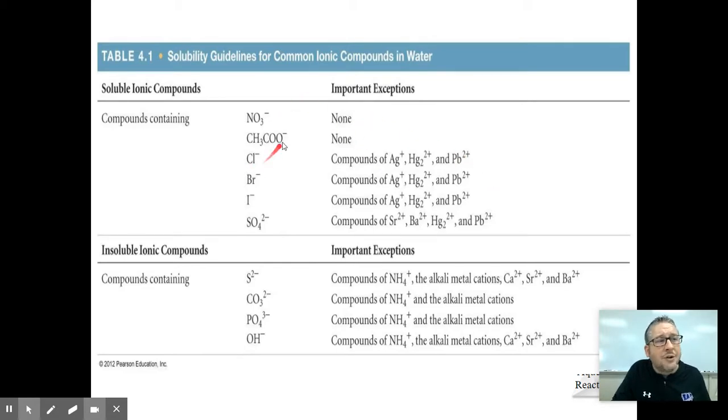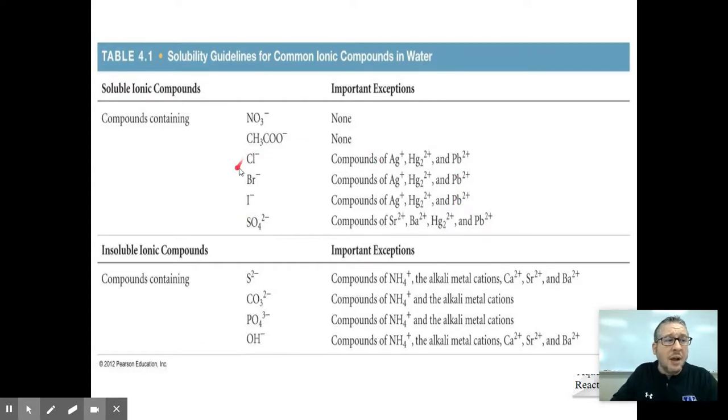So let's just look. Nitrate and acetate, there are no what are called important exceptions. Any compound that has nitrate or acetate is going to be soluble. They just wanted to throw that in there with you. However, chloride, bromide, iodide, sulfate, if they are bonded with certain cations, they're going to become insoluble.